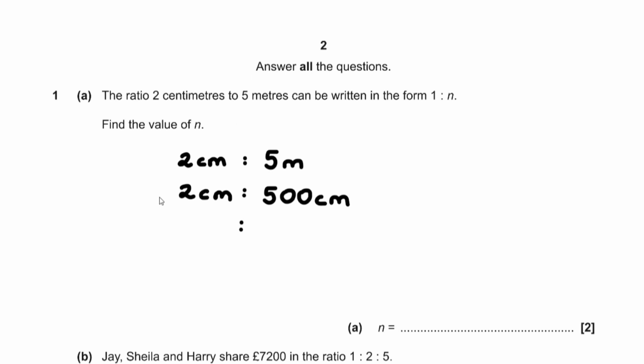So what we can do is divide both sides by 2. So if I divide both sides by 2, we end up with 1 to 250, meaning n is 250.